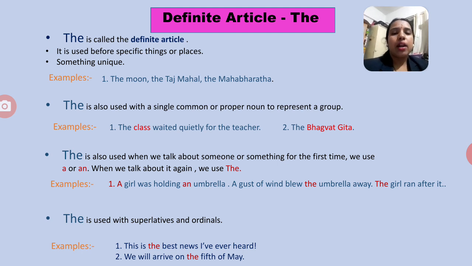Okay, understand? Now we will see "the" is used with superlatives and ordinals. So here, for example, "This is the best news I have ever heard." So in this, best is what? Superlative. So here, before the superlative I used "the", because with every superlative we have to use "the" before it. Understand? Now we will see another example.